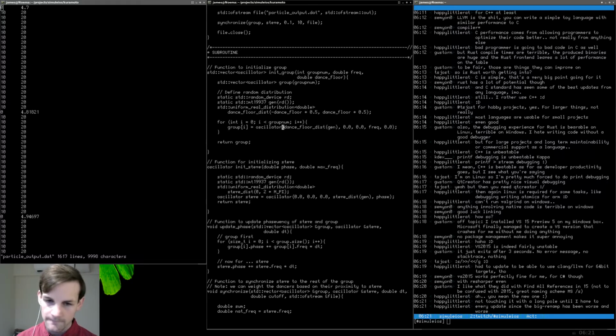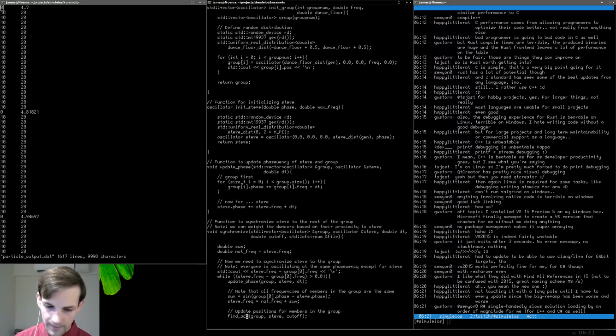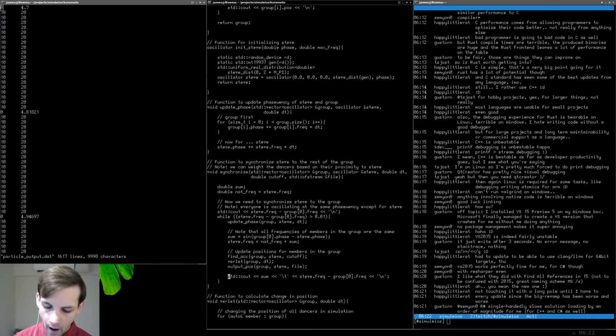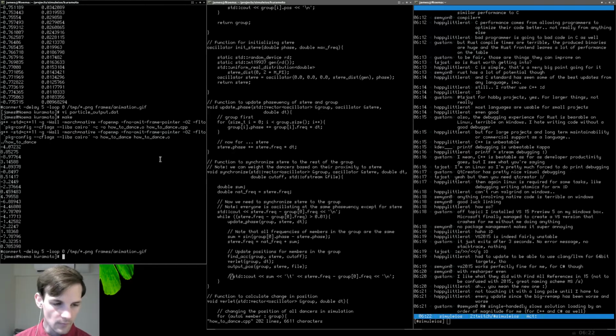Let me output something real quick. So we have group I. And let's do an std::cout, oop, that was a capital C. Group of I dot position, end line. Okay, let's write that. Let me go down to synchronize, because it is synchronizing just fine. So no reason to output that. There should be a cout here. Let's go get rid of that. Go over here. Write, quit, make. Okay, so they are all clearly being generated between -10 and +10.